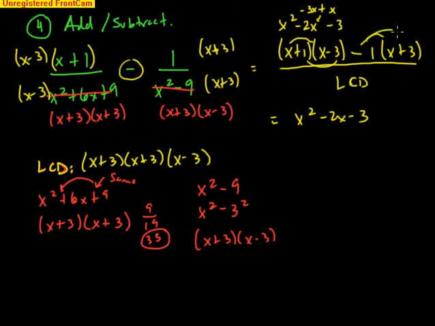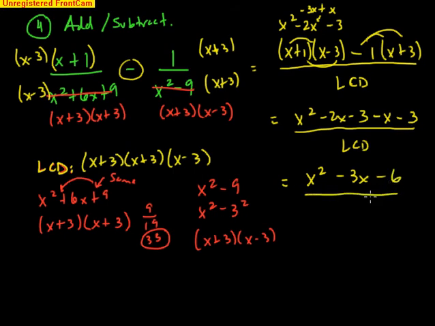Now with this one, we need to distribute the negative sign. It's just a negative 1, so it's not going to change the values, but the signs change. Negative x, negative 3. Now I can still simplify this, so that's all over my LCD. So let's combine like terms. X squared minus 2x and minus x is minus 3x, and minus 3 and minus 3 is minus 6.